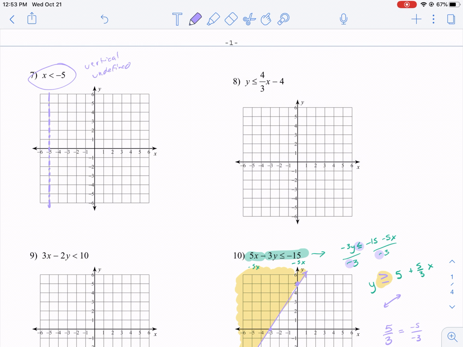The last thing, we want the values that are less than negative 5 for x, so we're going to graph to the left. If it's less than or less than or equal to, we graph to the left. If it's greater than or greater than or equal to, we graph to the right. That is only for x equals some number, vertical lines. So we're graphing to the left with this one. It would look like this.